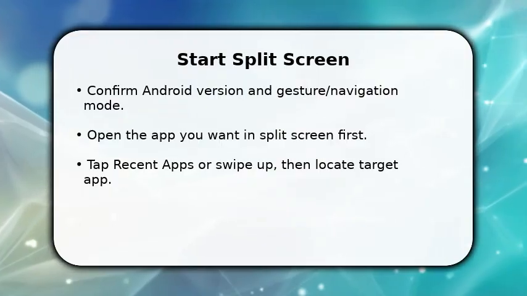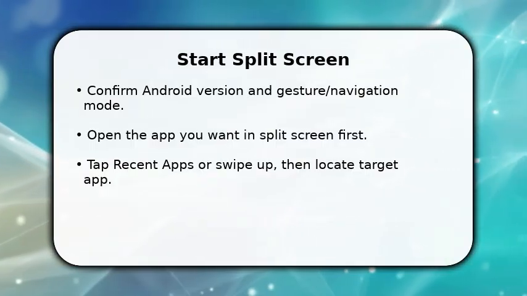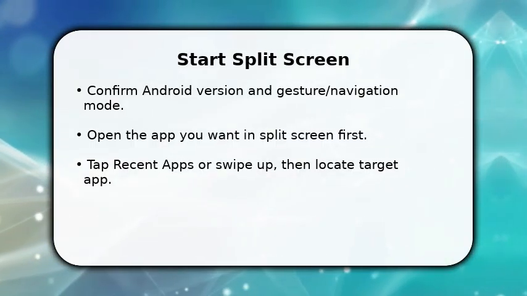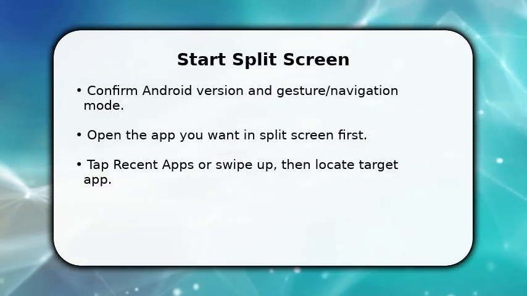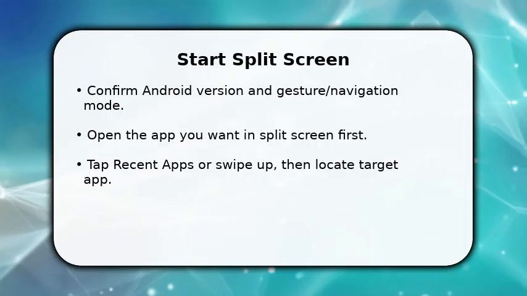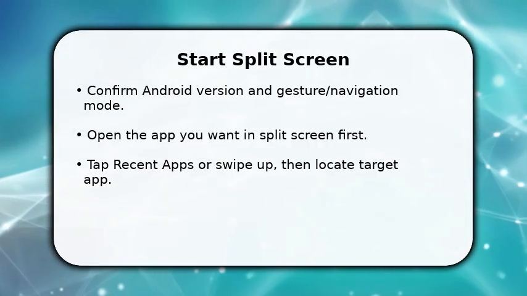You will start by preparing the apps and navigation. First, make sure your device supports split screen and note whether you use buttons or gestures. Open the app you want in the top or left half. Once done, open Recent Apps or use the gesture to show active apps. This gives you the list to pick from.